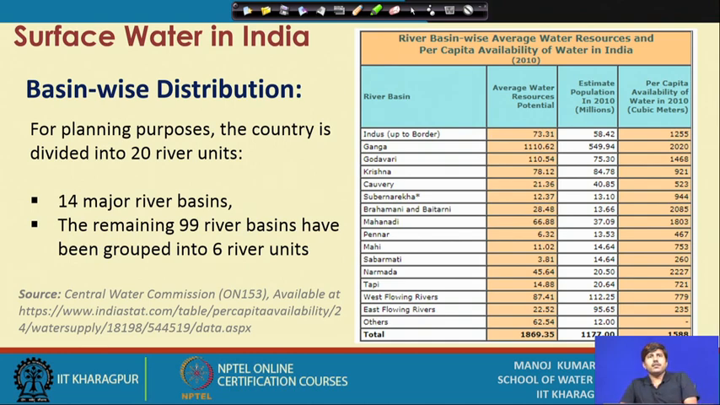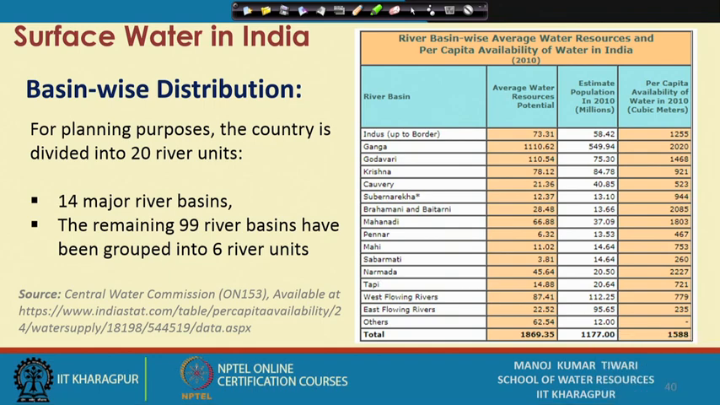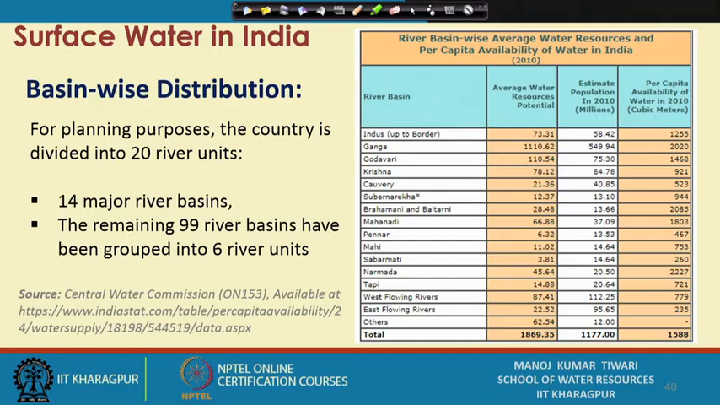Now, as we were discussing, these rivers are primarily utilized for feeding surface water requirements, or they are the primary source of water wherever they are available. If there is no river available, then people look for groundwater or other sources.